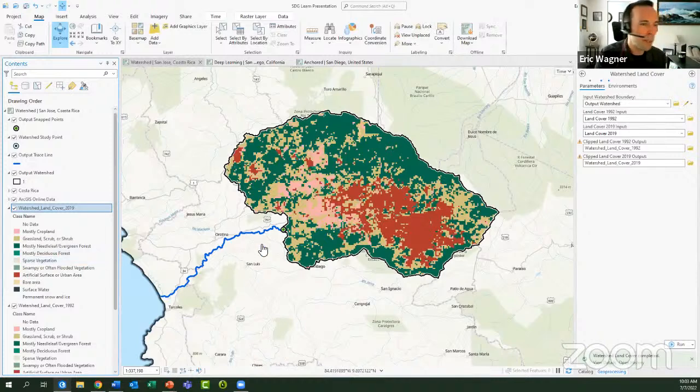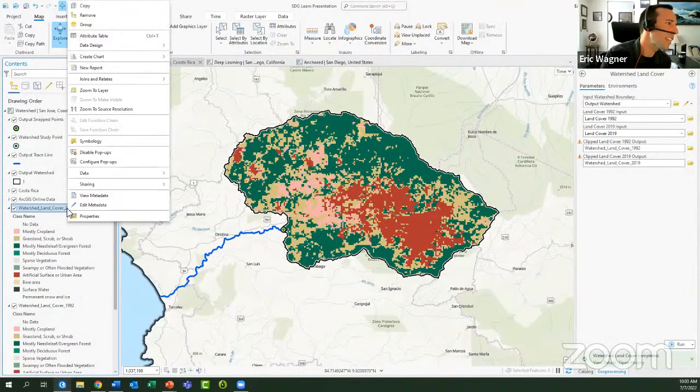And so there we go. It's been trimmed down to my area of interest. So now again, we're slowly just going deeper and deeper into this particular area to better understand it. And what I can do is open up what's known as an attribute table for this.